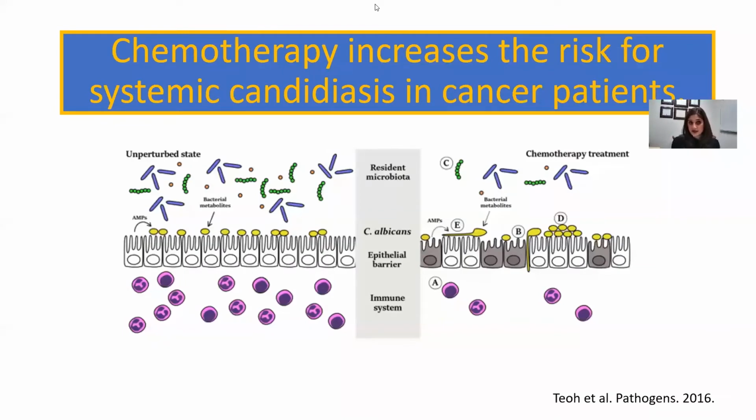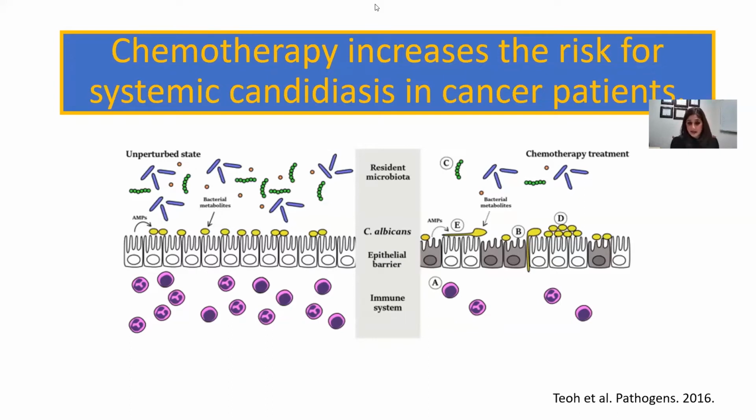And so chemotherapy increases the risk for systemic candidiasis in cancer patients. This is a nice diagram that demonstrates some of these effects. On the left, you can see the unperturbed state, a normal host. And on the right, you can see changes that can occur with chemotherapy. Some of the immunosuppressive effects of chemotherapy can result in fewer effector cells, so you may have fewer circulating neutrophils, lymphocytes, and other white blood cells, and your host defenses are weakened that way.